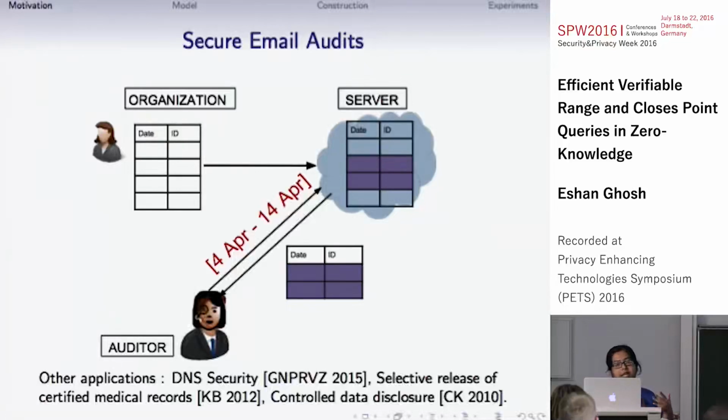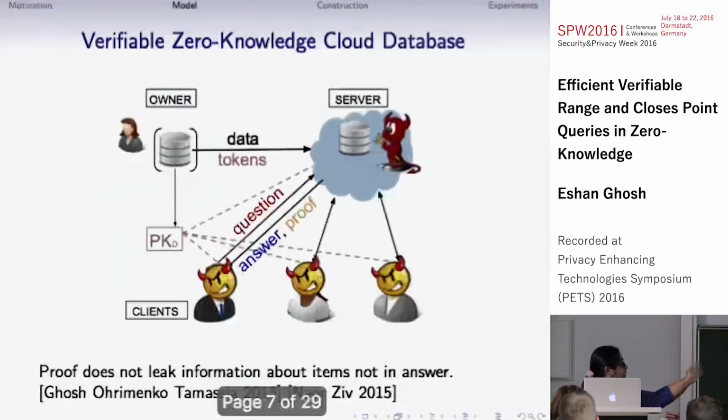Now in this case, since the record is not coming from the organization itself, the auditor needs a proof that the records have not been tampered with. But additionally, because these are email records and privacy sensitive information, it also needs a proof that the answer is complete, meaning that the server is not withholding any record that it should have returned. But the proof should not reveal any information beyond this range of data, 4th to 14th April. So to study this model formally, we initiated the study of a formal model which is the three-party model with this additional setting of privacy against the client.